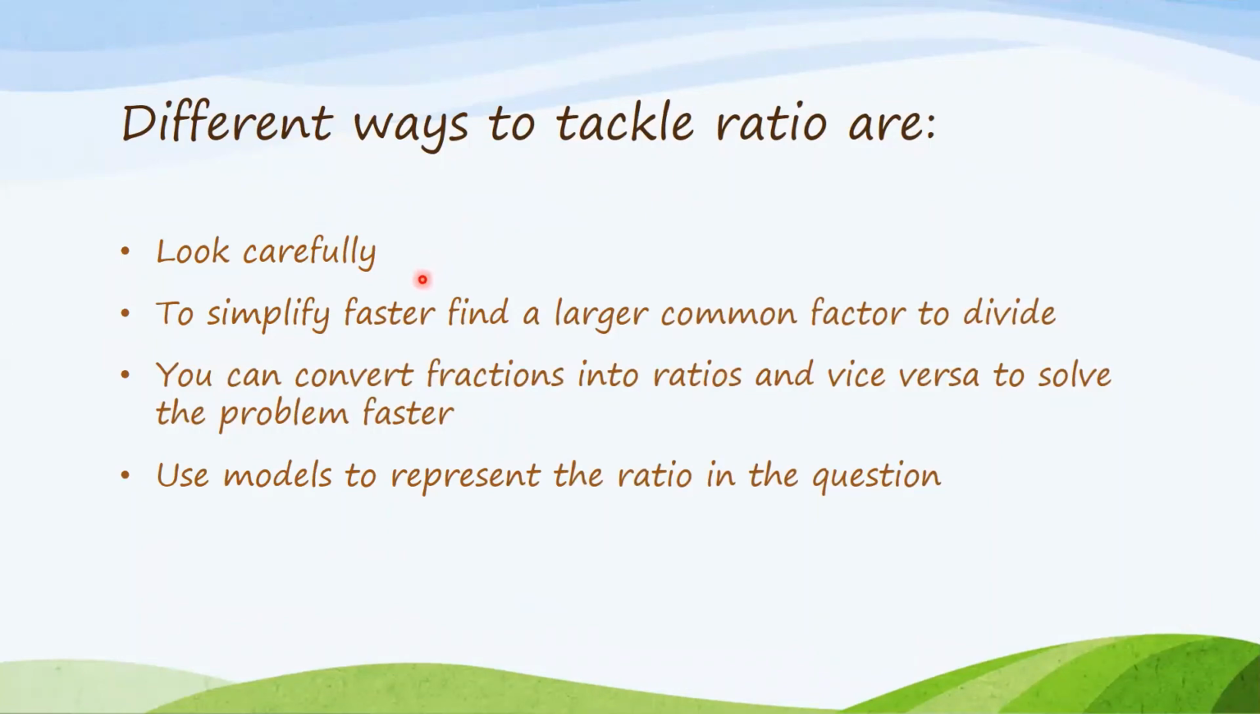Students make very careless mistakes. To simplify faster, find the largest common factor to divide. You don't have to necessarily do this, but if you do, it's a bit faster. But if you do not know a larger common factor to divide with, then you can just divide it slowly, like by 2, by 1. You can convert fractions to ratio and use other ways to solve the problem faster and in a more suitable manner for you. Also use models to represent the ratio in the question, as it will help you to visualize more easily.